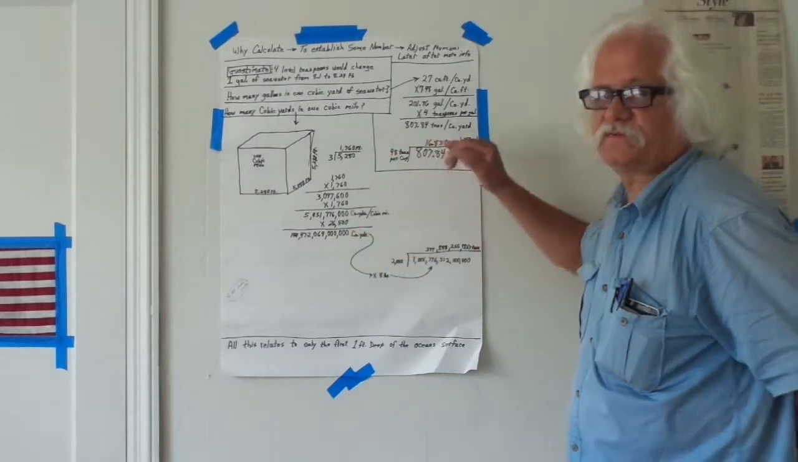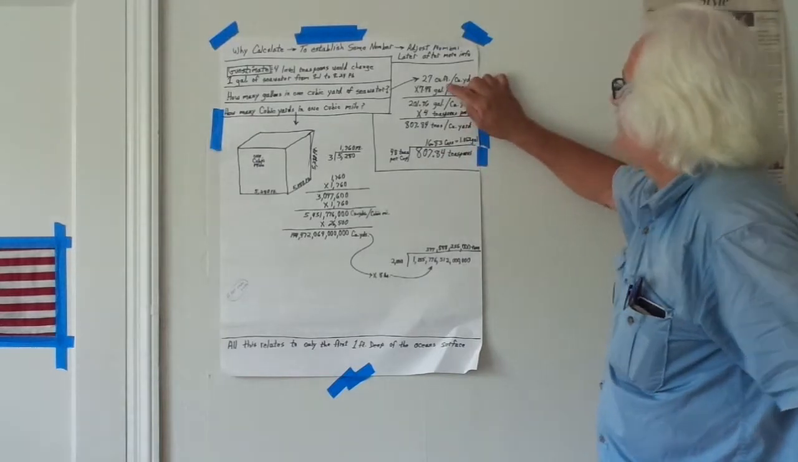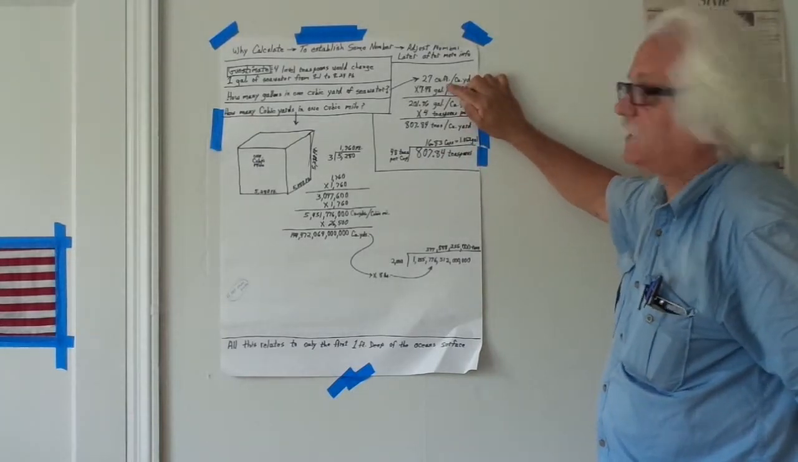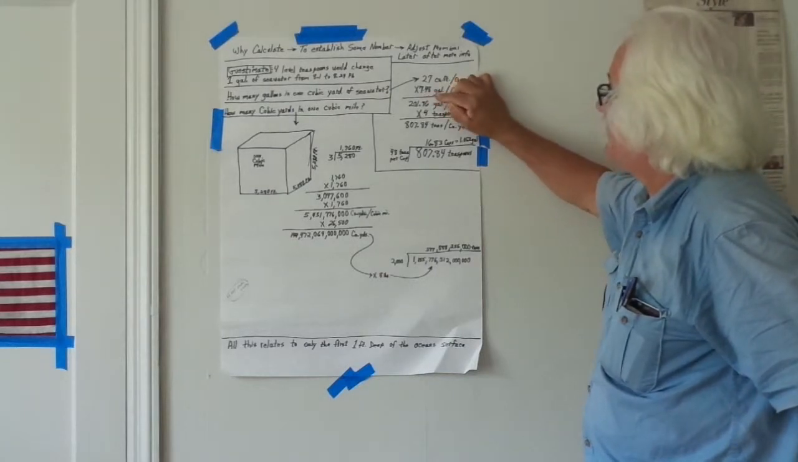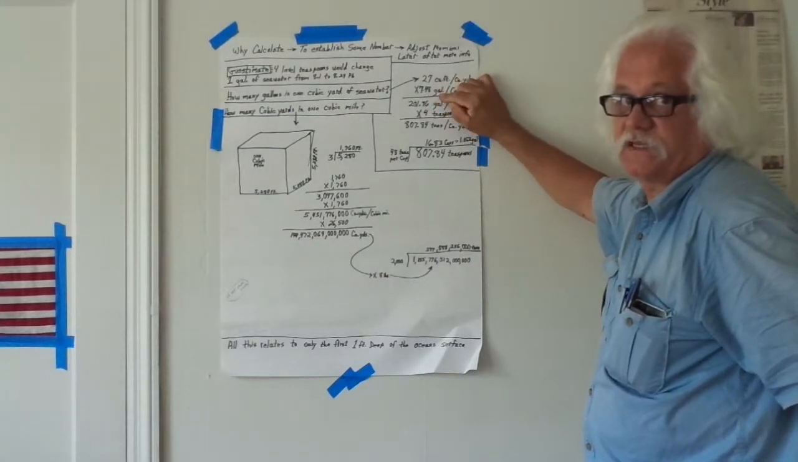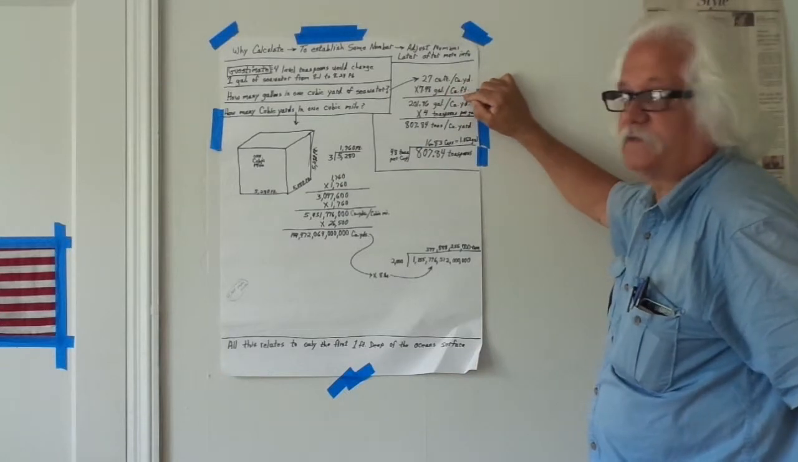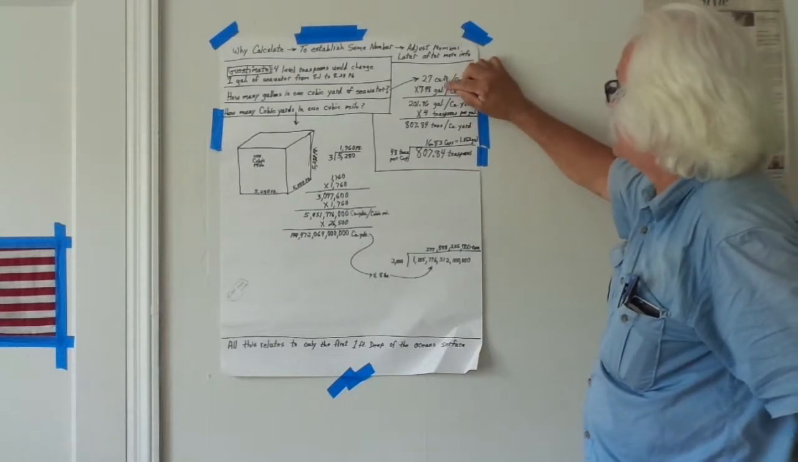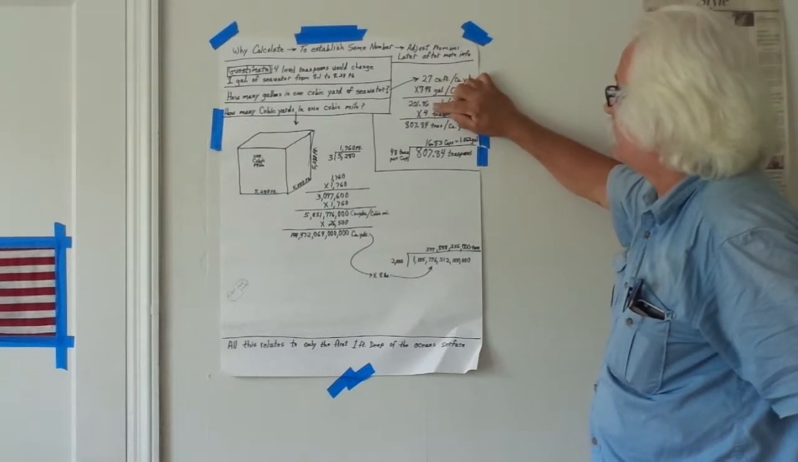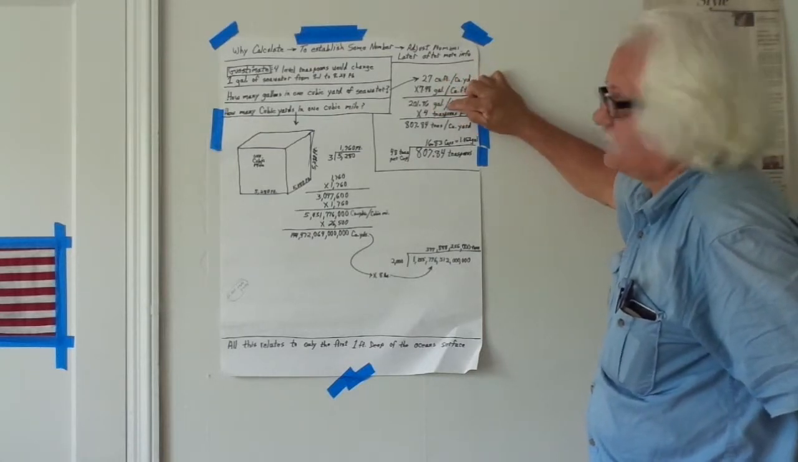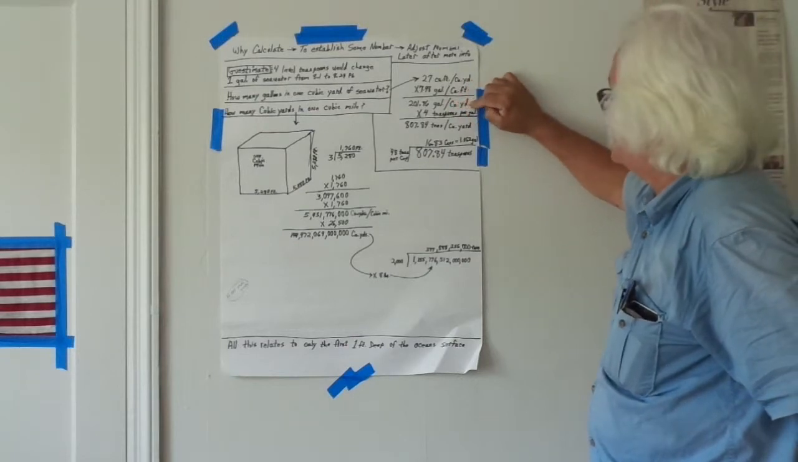Let's just go through this real quick. There are 27 cubic feet in 1 cubic yard. And there are 7.48 gallons in 1 cubic foot. So if you multiply the two, 7.48 times 27 gives you 201.96 gallons per cubic yard.